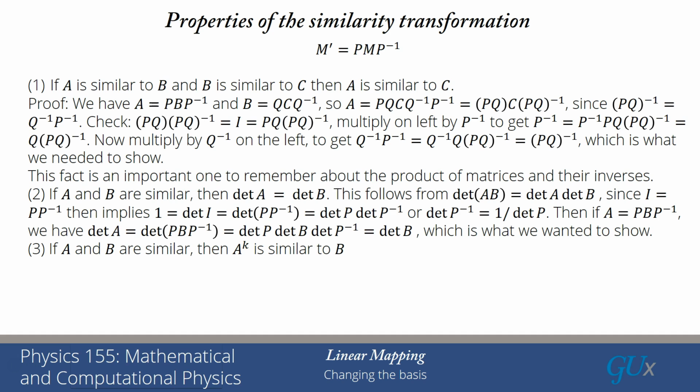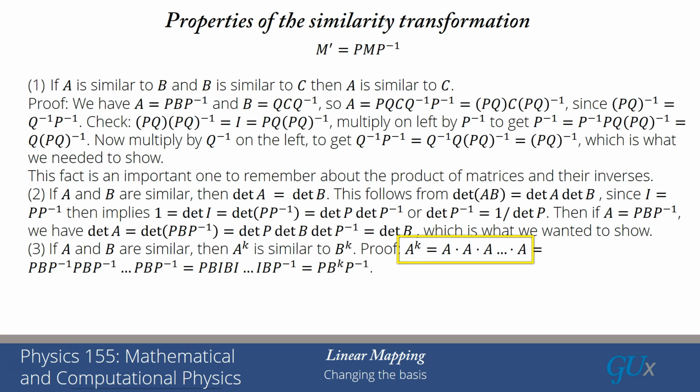Now our third property is if A and B are similar, then A raised to the kth power is similar to B raised to the kth power. So here's the proof. We write A to the K as a product of K terms, A times A times A, all the way out to K repetitions of A. We then replace A by its similarity transformation, PBP inverse, everywhere. Now we notice that in all of the internal cases, we always have a P inverse next to a P, and I can replace the P inverse P by the identity matrix.